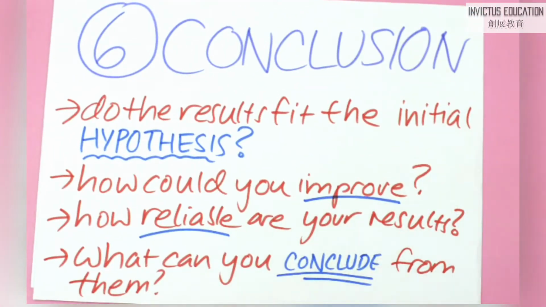Finally, in your conclusion, you'll discuss whether or not your results support your initial hypothesis. You'll also discuss any potential improvements you could make if you had the chance to do it again. How could you change your method to make it more precise or accurate, for example? And when you talk about what you can conclude from your results, don't forget to include the reliability of your results in your final judgment.